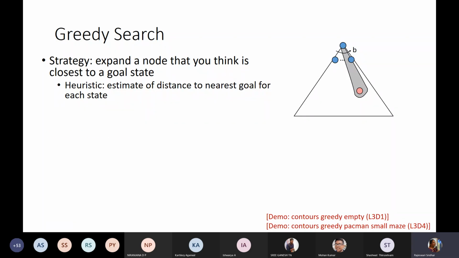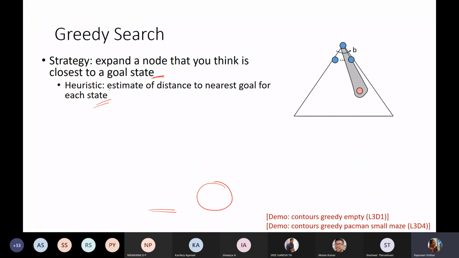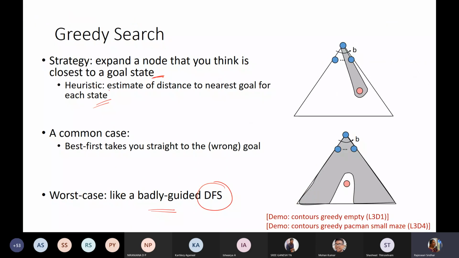So in the greedy algorithm, you expand a node that you think is closest to a goal state. The estimate of distance to the nearest goal for each state should be done as a heuristic. The common case is that best first takes you straight to the wrong goal sometimes. Alternately, you might get into a scenario like depth first search. That is why the complexity is order of b power m. Again, this is not always the case, that's a worst case scenario where you might end up in a problem. So this is preferred, but it is not very much visible.